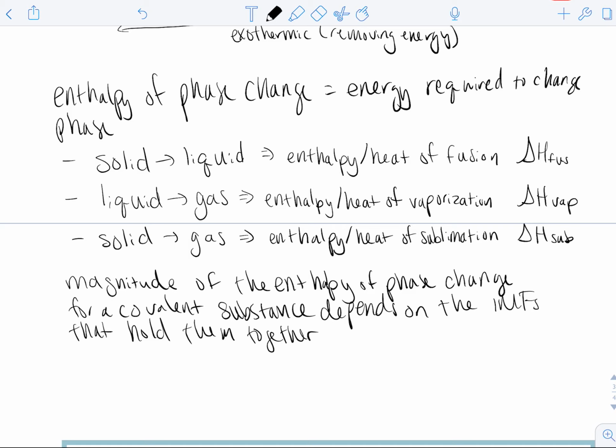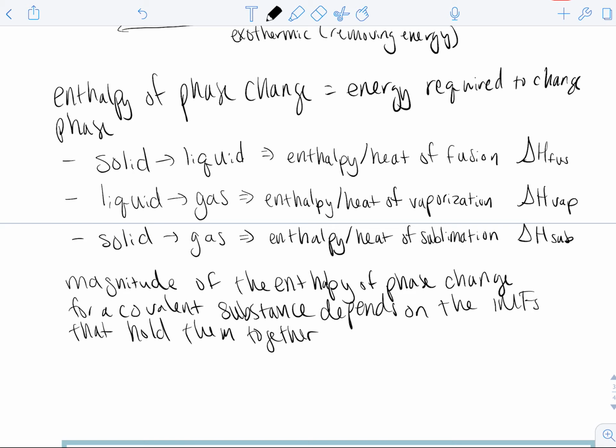Greater intermolecular forces will result in greater enthalpies of fusion, vaporization, and sublimation. Also keep in mind, generally liquid to gas or solid to gas will be significantly larger in magnitude than solid to liquid, and that's because when we're going from a liquid to a gas or a solid to a gas, we are completely breaking all intermolecular forces. Going from a solid to a liquid, we're just kind of softening those intermolecular forces. Intermolecular forces still exist in a liquid. They're just generally a little bit further apart.